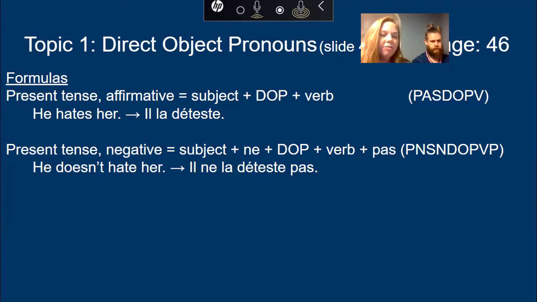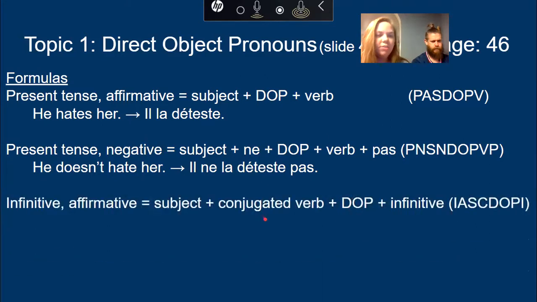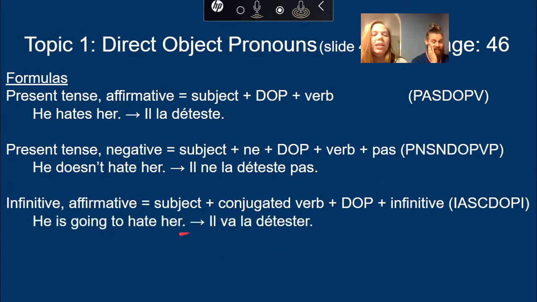Then if you have an infinitive, and it's in the affirmative, so if it's not ne pas, you do subject, then the conjugated verb, then the direct object pronoun, then the infinitive. So in this case, the direct object pronoun has come after the conjugated verb, where in the present tense, it came before the conjugated verb. So like right here. I'll give you an example of why we do it like that. He is going to hate her. Il va la détester.